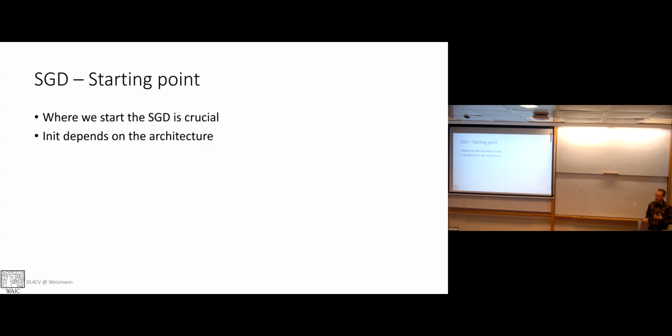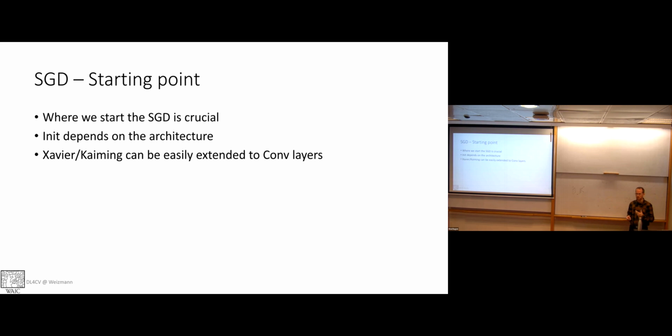The initialization depends on the architecture. We need to know what kind of layer, what kind of activation we are using, what are the dimensions of the different layers, and so on and so forth. Luckily, the computation for most popular layers and activations was already done for us, and you can find the functionality. It's called Xavier initialization or Kaiming initialization or all kinds of these special names. And we saw it for fully connected layers, but it can be easily extended to convolution layers as well.